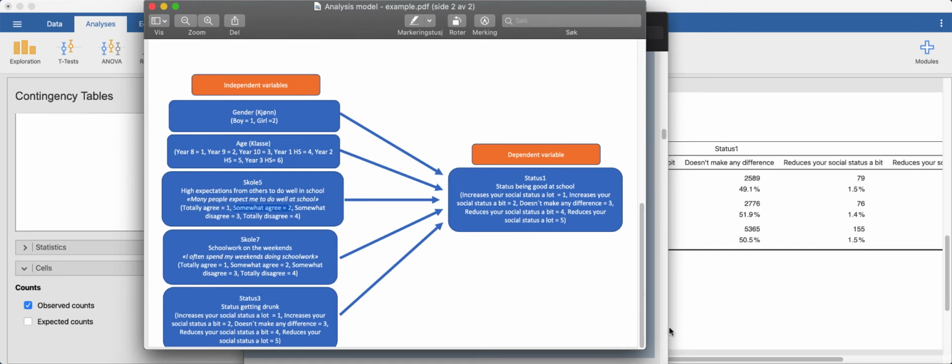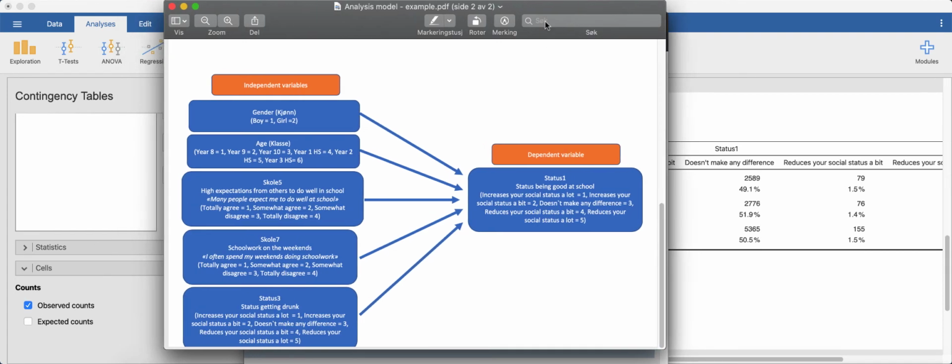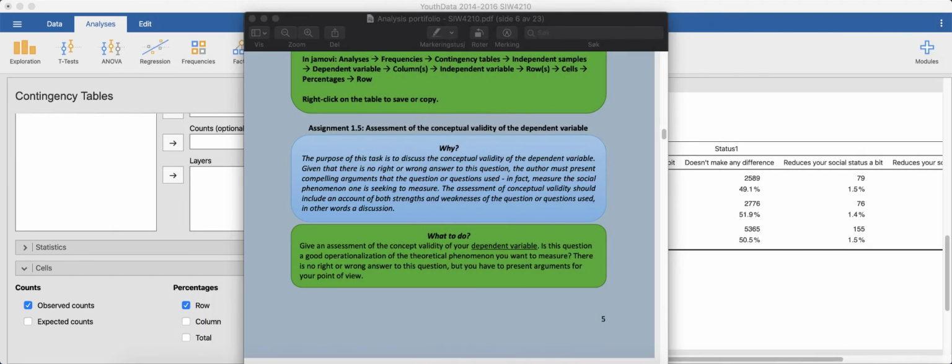As I write in the portfolio, there is no right or wrong question. There's really just a critical reflection on the question you have chosen to use, and some thoughts on how it could have been asked in a different way to make it even better, or maybe it's perfect. Then make arguments for it being perfect. So that's what you're going to do in 1.5.